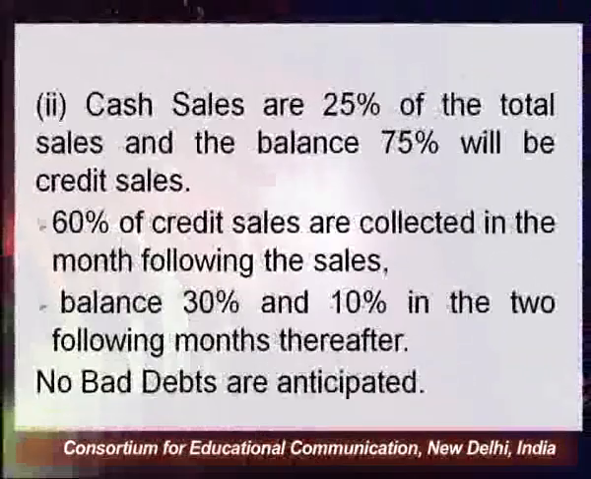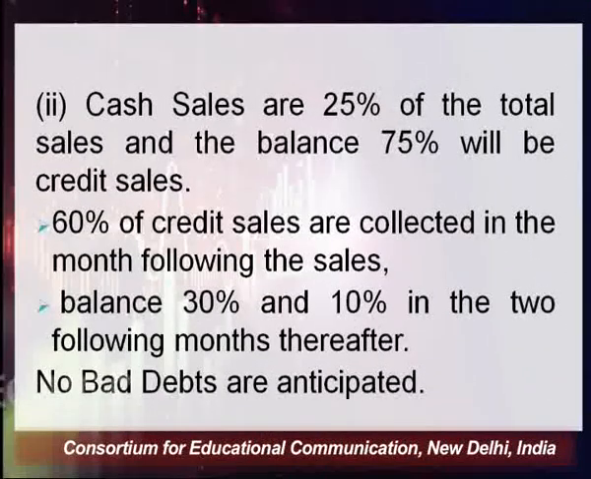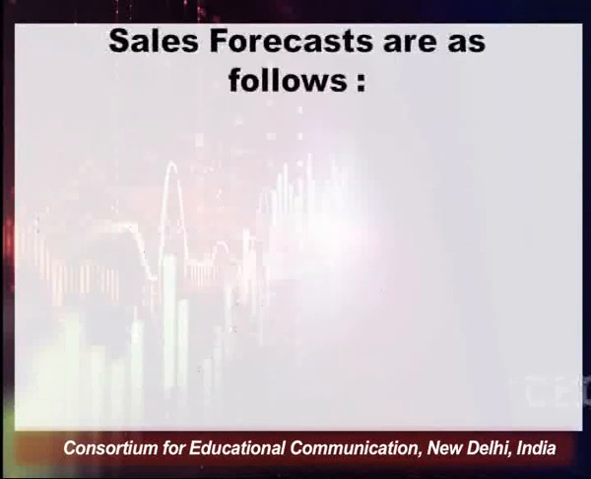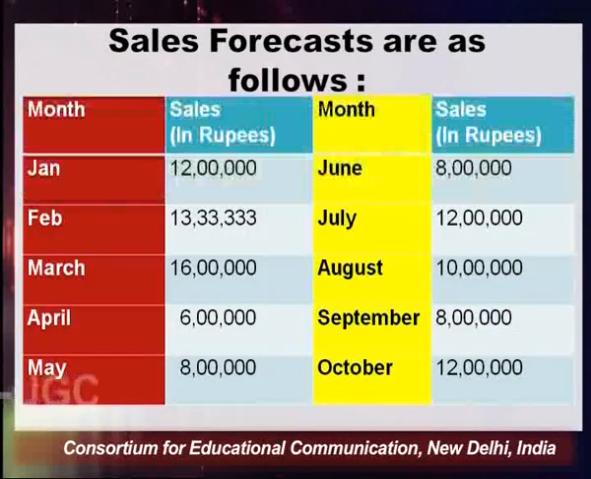Cash sales, which is given in the question, is 25% of the total sales, and the balance 75% will be credit sales. As far as collection from debtors is concerned, the question tells us that 60% of credit sales are collected in the month following the sales, and the remaining 30% and 10% in the 2 following months thereafter. The question also says that no bad debts are anticipated, and the sales forecasts are given for effectively 10 months.